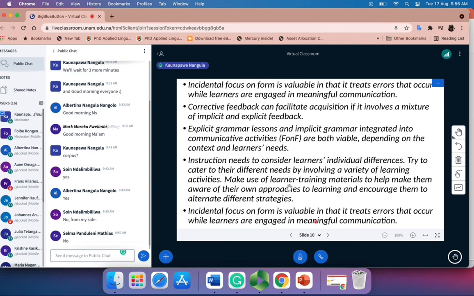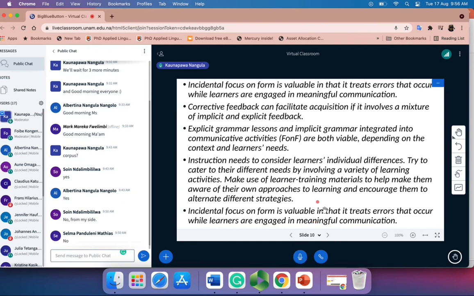And then next, explicit grammar lessons and implicit grammar integrated in the communicative activities are both viable depending on the context and the learner's needs. So that is to say, don't just focus on one way to teach grammar. Don't just go with the implicit way of teaching grammar, but you can also do explicit lessons as well. And then again, depending on the needs, goals, and objective of a lesson, you decide which one to use, but always use them both.